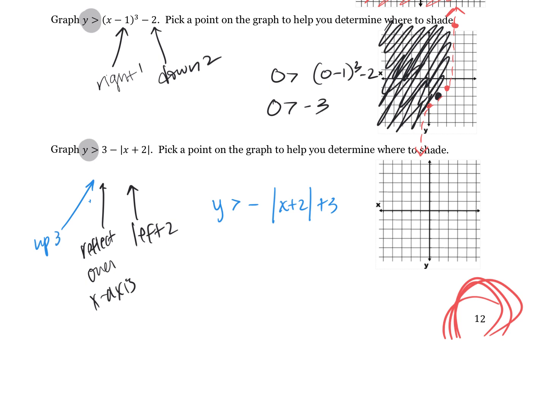That had to go left 2 and then up 3. Is it facing up or is it facing down? Down. It's facing down, so I'm going to do a dashed line, facing down with the slopes of 1 and -1.